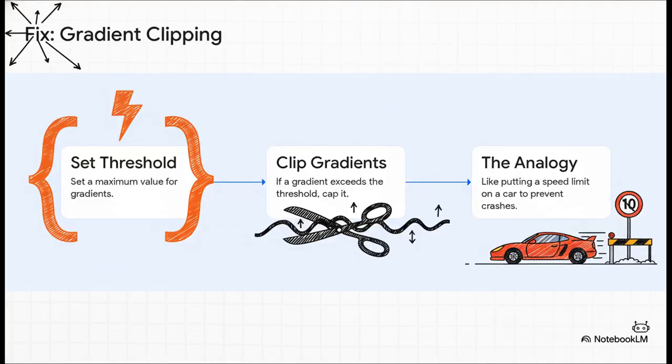But thankfully, there is a simple and really elegant fix for this: gradient clipping. We just set a speed limit. If that learning signal starts to get way too powerful, we just clip it. We trim it back down to a level we can actually manage. This stops the training from ever spiraling out of control.